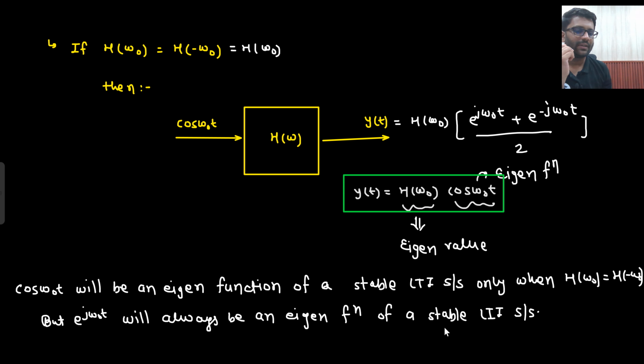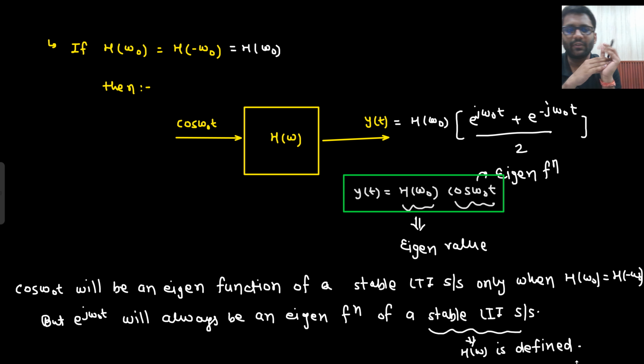And what is the meaning of a stable LTI system? That means H of omega is defined. So if H of omega is defined, then you can close your eyes and say that e to the power j omega naught t is my eigen function. But in case of cos omega naught t, you cannot close your eyes. You have to say that I will close my eyes only when H of omega naught is equal to H of minus omega naught. So what does that mean?